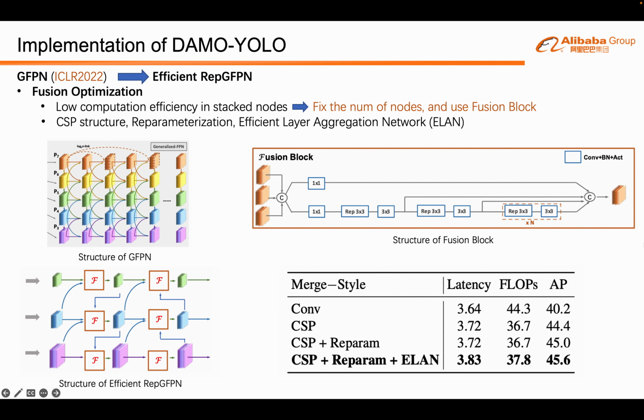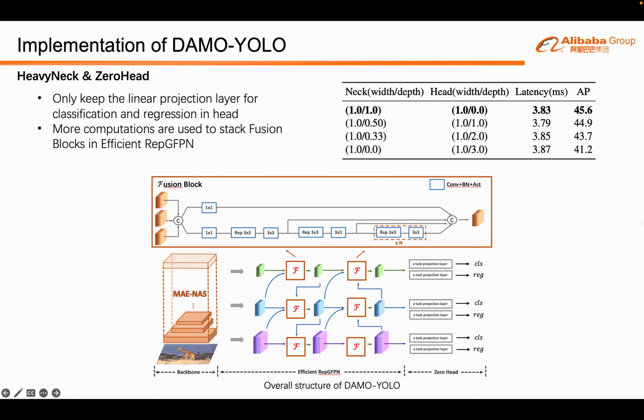Reparameterization and ELAM also bring obvious performance improvement in the case of a small increase in latency. The head is also an important component in detection models. It takes the output features of the neck as inputs and outputs the classification and regression results. We designed an experiment to analyze the trade-off between efficient RepGFPN and head.